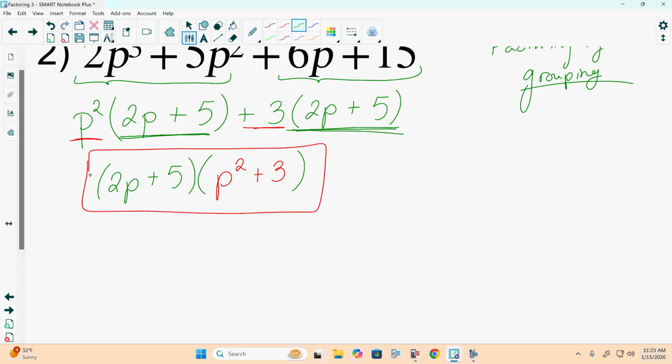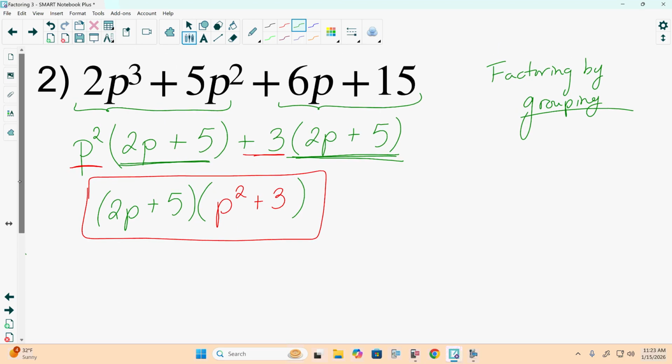So that's all there is to factoring by grouping. We're grouping the terms so that we can pull a common factor out, so that what's remaining in both sets of parentheses is the same. And then we factor that out. Questions on this here?